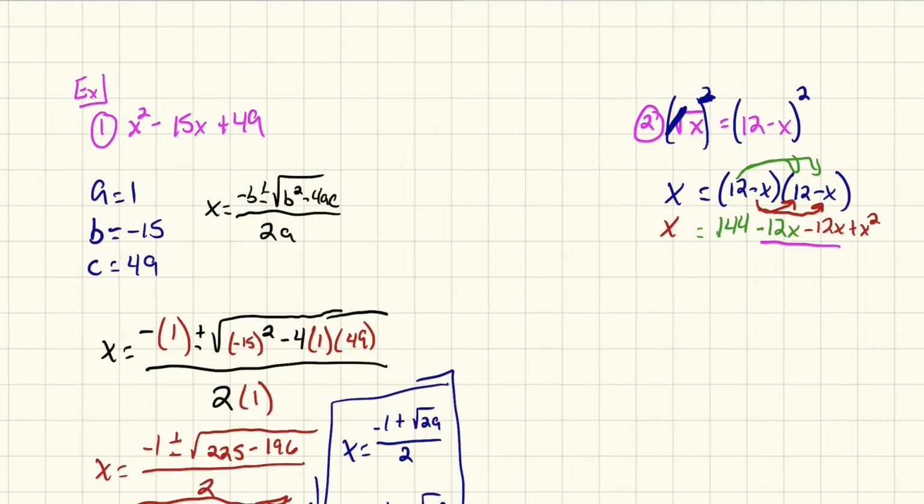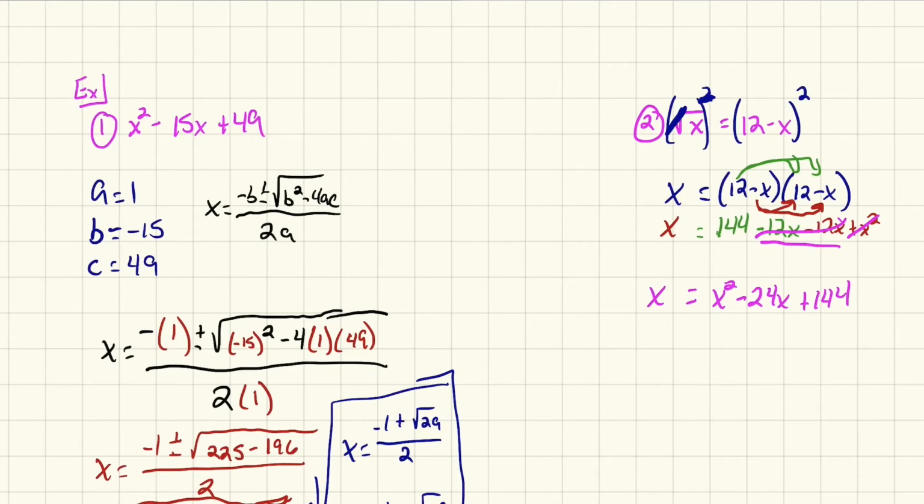And writing things in the correct order, we start with x squared, negative 12x minus 12x is negative 24x. Those are done. And then that leaves us with positive 144. All of that is still equal to x.